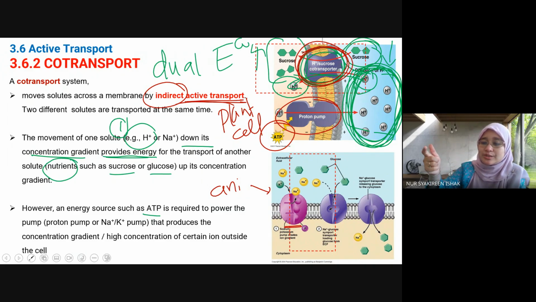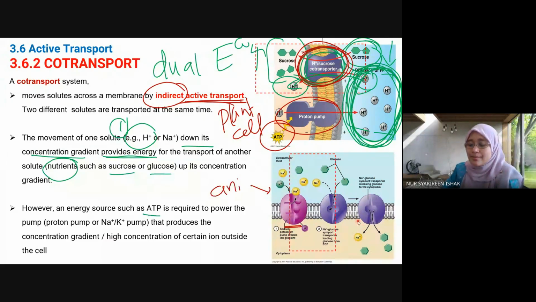Okay, so glucose, how does it enter? It uses the co-transport system. Glucose will enter together with sodium ion, and this is a form of active transport. The accumulation of sodium ion provides a form of energy to transport glucose into the cell using the co-transporter. The name of this co-transporter is sodium ion glucose co-transporter.